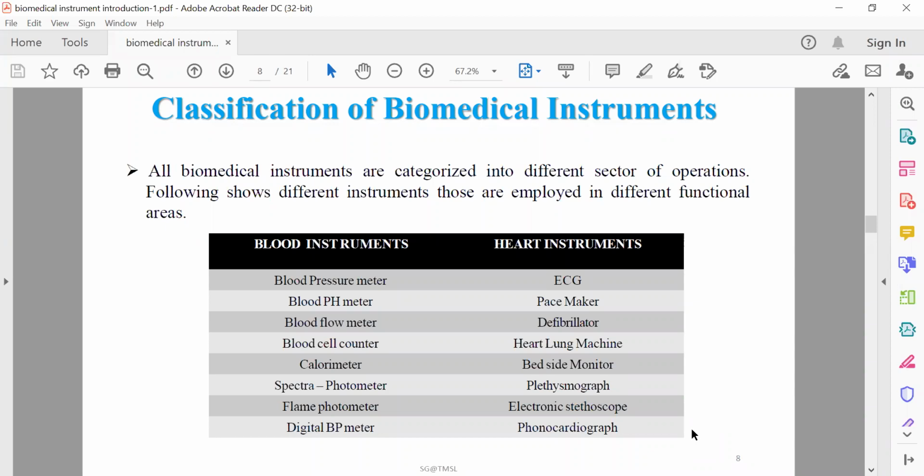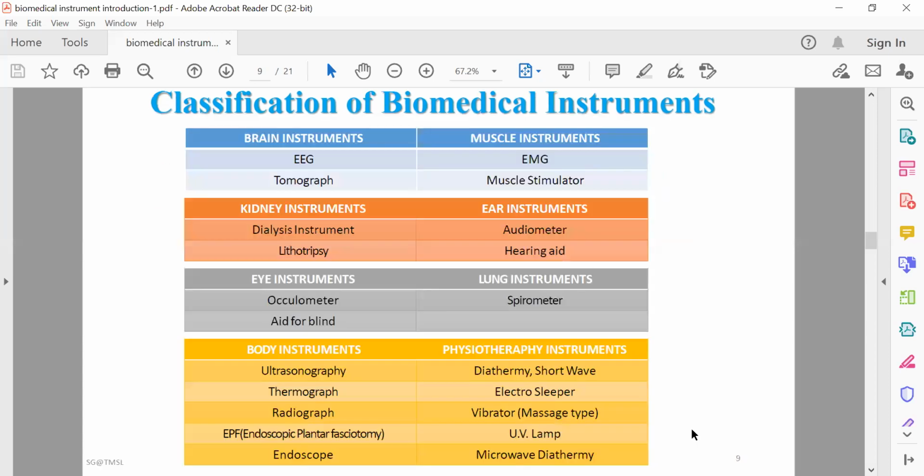Heart instruments are involved in heart measurement, which are the ECG machine, pacemaker, defibrillator, heart lung machine, bedside monitor, plethysmograph, electronic stethoscope, and the phonocardiograph. All these are related to the heart instruments. Another are the brain instruments: EEG and tomographic instruments. Muscle instruments are the EMG and muscle stimulator.